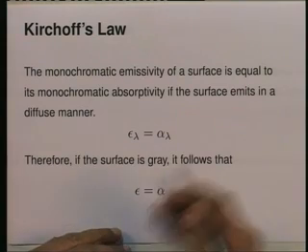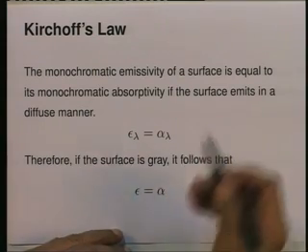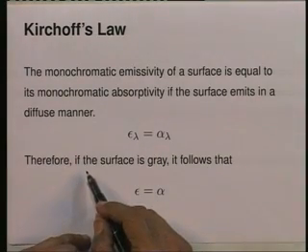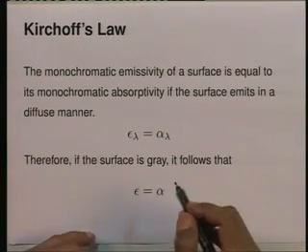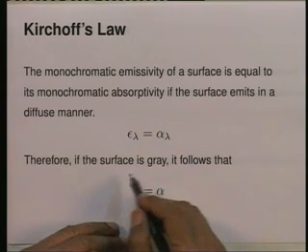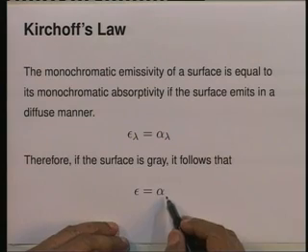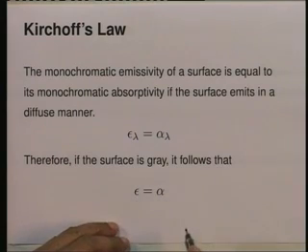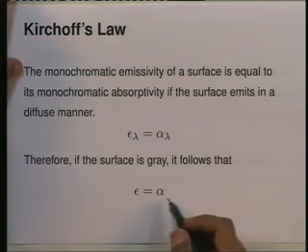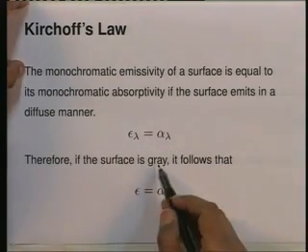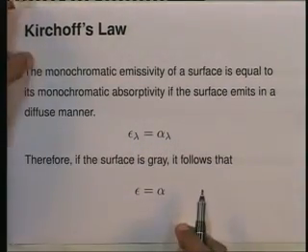Now, a consequence of this is that if, in addition to emitting in a diffuse manner, the surface is also gray, it follows that epsilon is equal to alpha, emissivity is equal to absorptivity, and this is quite easy to show. If epsilon lambda is equal to alpha lambda and the surface is gray, then epsilon becomes equal to alpha. Now, let us show that.